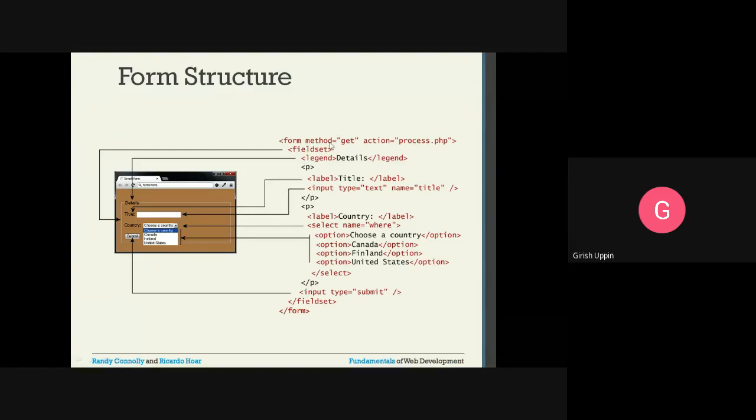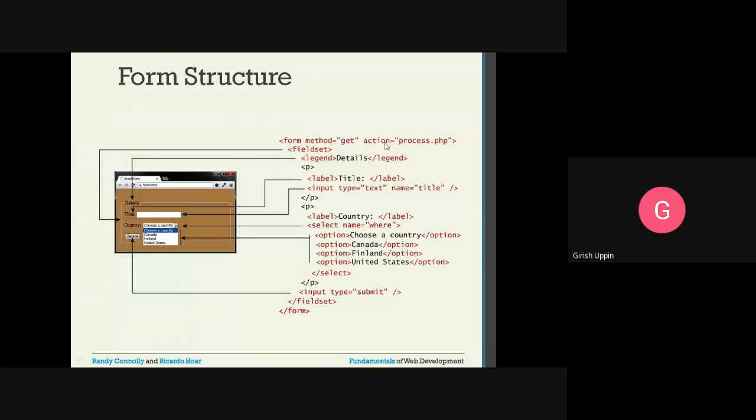So this is how it will look like: the HTML form, method get, action process.php. This is the beginning of the form, this is the end of the form, and every form has an action as well as a method. We will understand what those are a little bit later. Method, you must have heard about get and post. Those are the most frequently used methods, get and post.